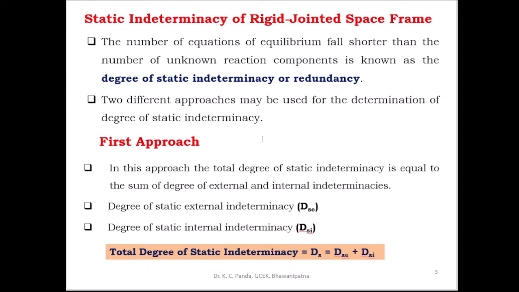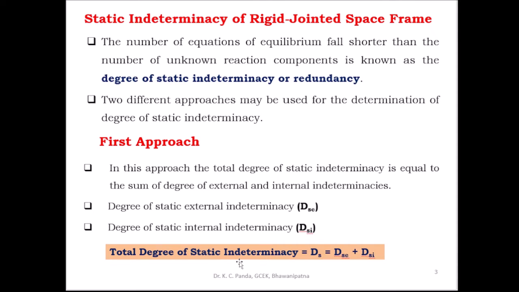The static indeterminacy of rigid jointed space frames can be determined by two approaches. Coming to the first approach, in this approach the total degree of static indeterminacy is equal to the sum of degree of external and internal indeterminacies. So the degree of static external indeterminacy can be denoted by D subscript SE, and the degree of static internal indeterminacy by capital D with subscript SI.